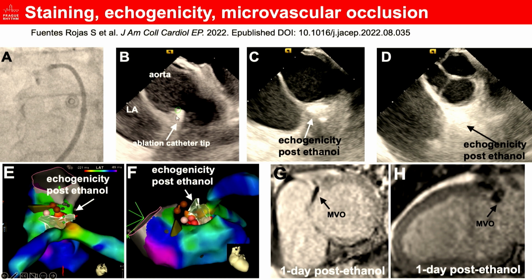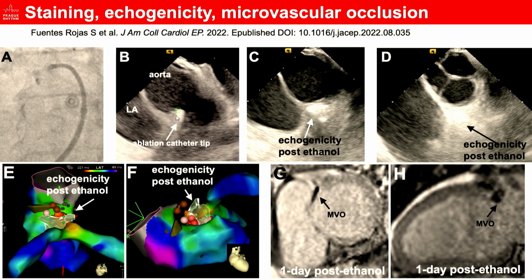We can, on cartosound, select these echogenic areas and incorporate them into the map. And what you will see is this beautiful colocalization of the echogenic area post-alcohol with the areas where we had been ablating subendocardially, showing that we really are delivering an intramyocardial ablation. And when you get an MRI in the first 48 hours, you will see this phenomenon of microvascular occlusion, which is the opposite of delayed enhancement, is hypoenhancement. The capillaries are blown up, gadolinium does not get there, and it looks dark.